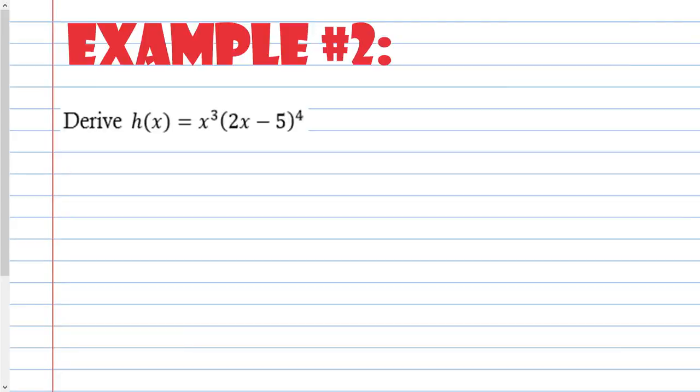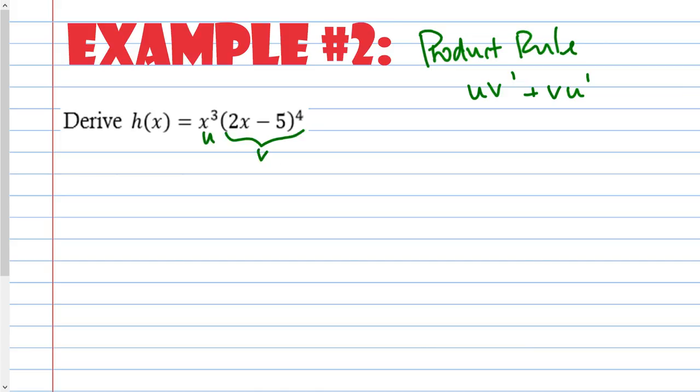All right, example 2, derive h of x equals x cubed times 2x minus 5 to the 4th. So this is a product rule. Product rule, you have u times v prime plus v times u prime. So you need a u and a v, so this is my u, and this will be my v, all of it. But if you notice, v is a composite function, so we're going to have to do the product rule and the chain rule in this one example.